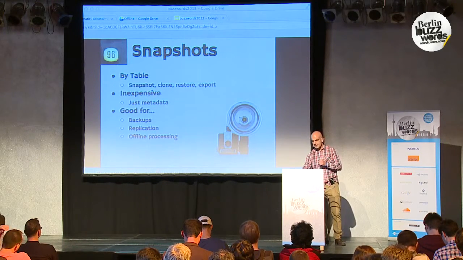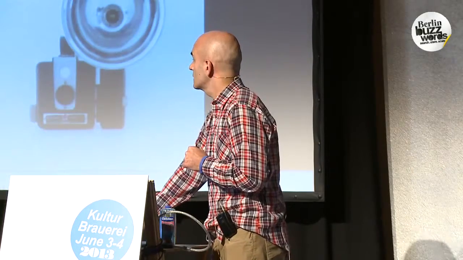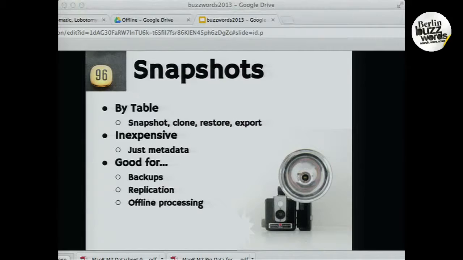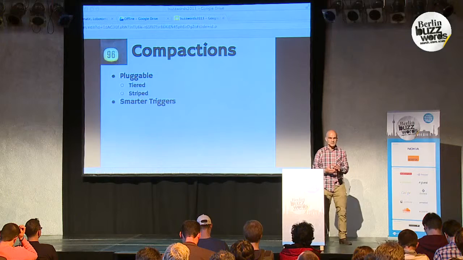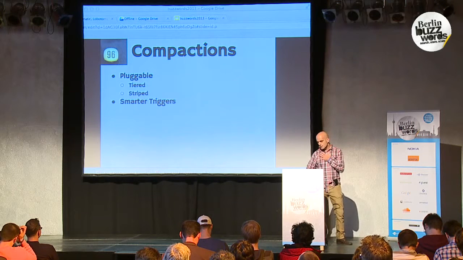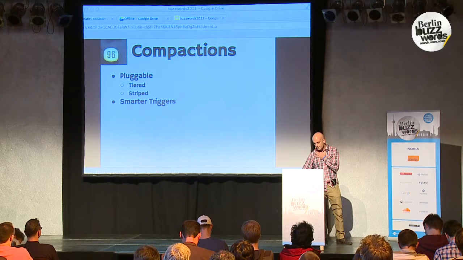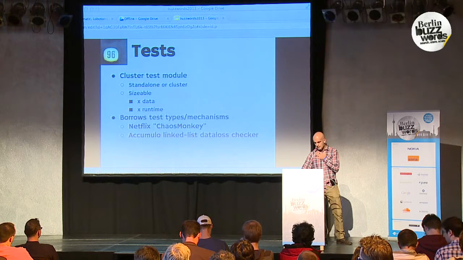We have snapshotting in 0.96, table snapshotting. It's a good primitive for doing things like backups, replication, or offline processing. You go against the snapshot rather than maybe the HBase API. Compactions, our equivalent of Lucene's optimize, have had a bunch of work done on them. It's pluggable. We have different implementations.